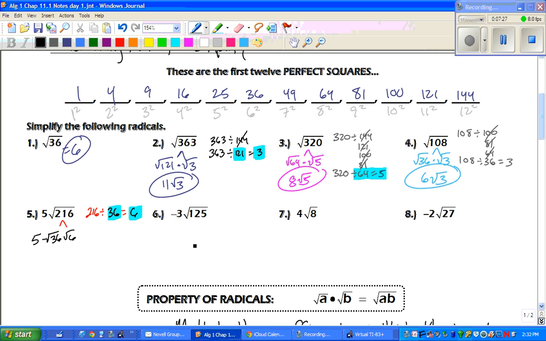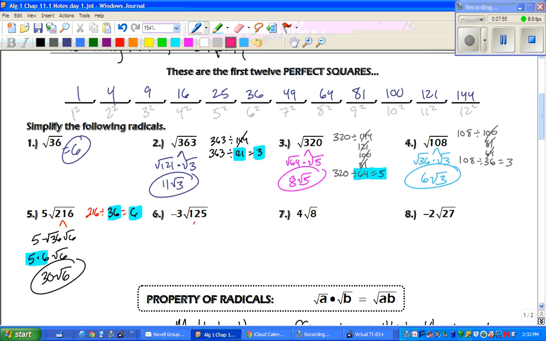But now what's the square root of 36? It's 6. So once you do that, you have to multiply those two numbers. Once it goes outside, you multiply with the number that's out front. So our final answer is 30 square root 6.